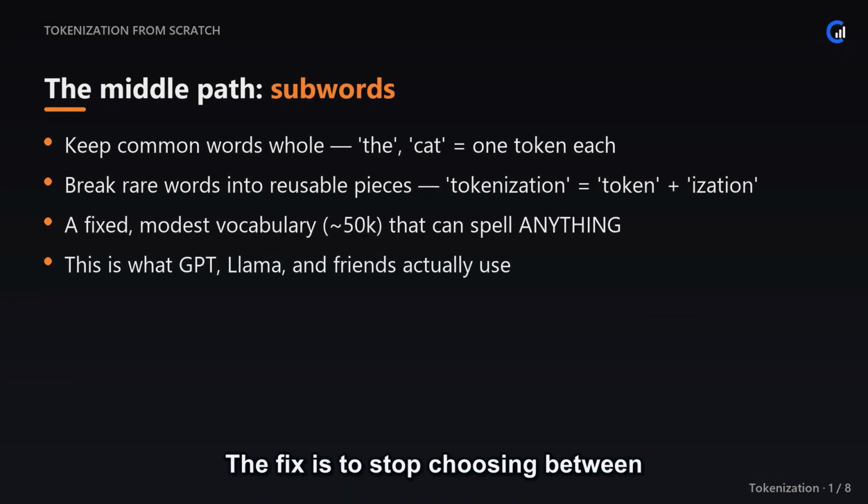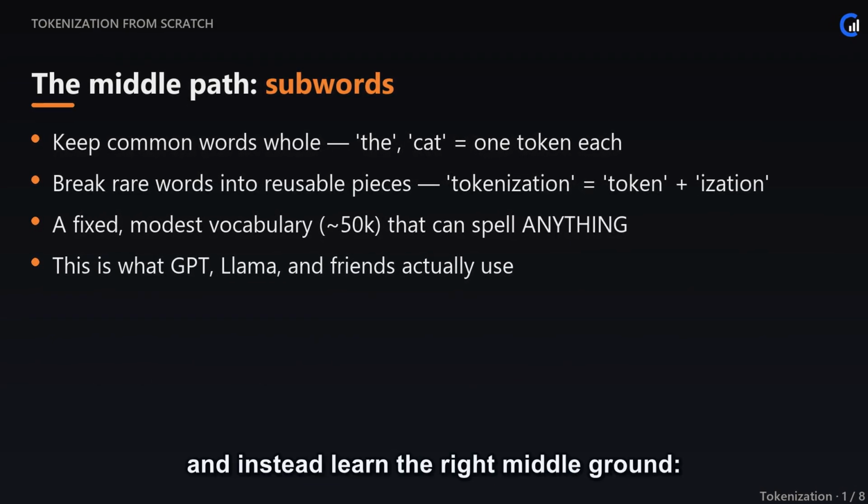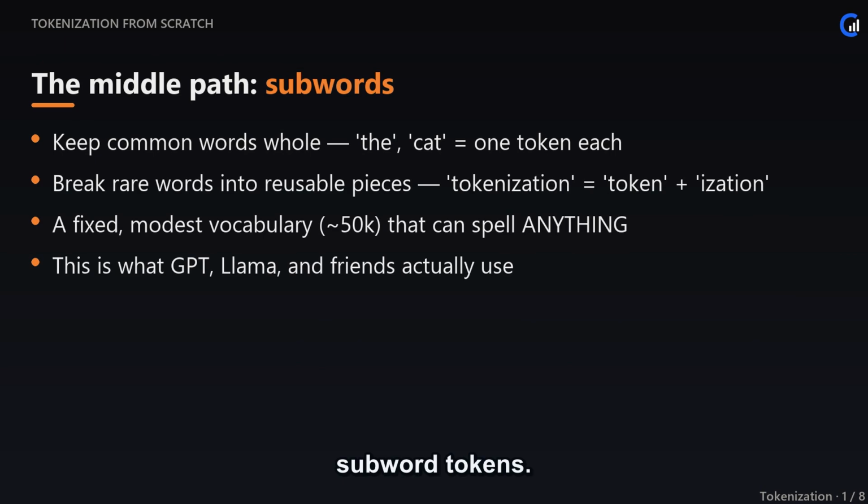The fix is to stop choosing between characters and words, and instead learn the right middle ground, subword tokens. Common words stay whole, so sequences stay short. Rare words break into reusable pieces, so the vocabulary stays small and nothing is ever truly unknown. A few tens of thousands of tokens that can spell anything. This is what real models use, and the algorithm that finds those pieces is byte pair encoding.